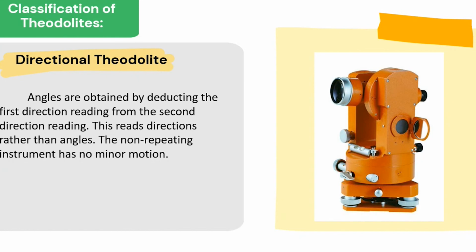Susunod is directional theodolite. Angles are obtained by deducting the first direction reading from the second direction reading. This reads directions rather than angles. The repeating instrument has no minor motion. So, unlike kanina sa repeating, itong directional theodolite, sinusukat niya yung direction rather than angles.